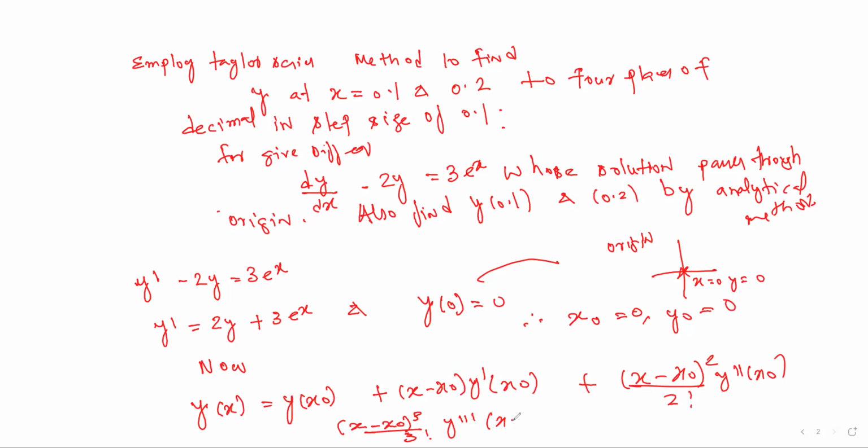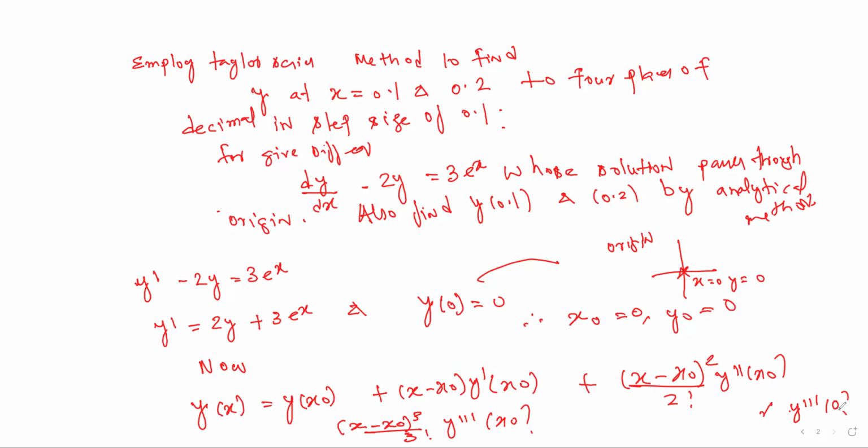y triple dash of x naught. Generally, up to y triple dash of x naught will suffice. But if it is mentioned in the question, for example, up to 4th degree or up to fifth degree, then we have to move ahead. But here no such thing is mentioned. It only says correct to four decimal places, so up to third degree would suffice here.